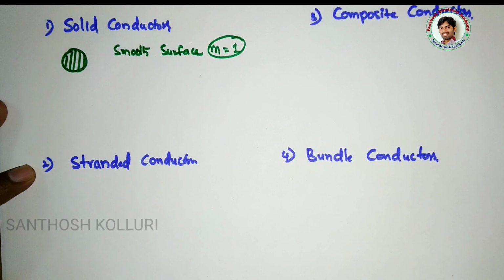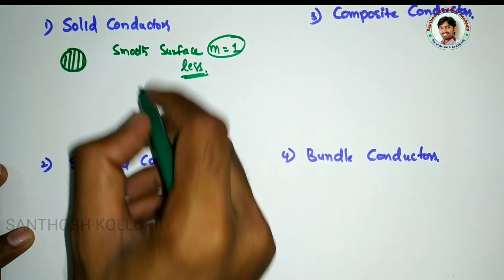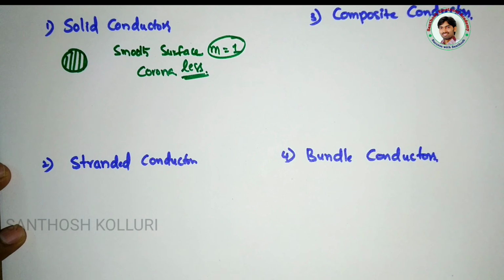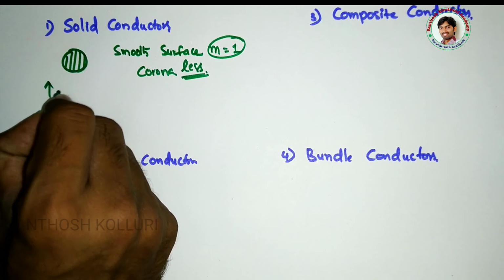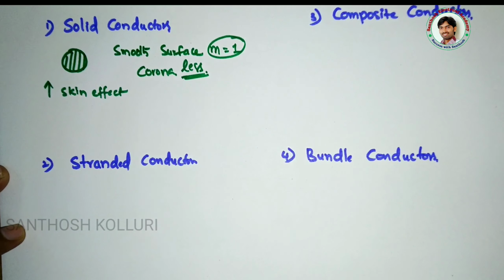So when it is having a smooth surface, the corona value will be less. Corona value is less, and the skin effect is more. What do you mean by skin effect? The non-uniform distribution of current throughout the conductor is called the skin effect.